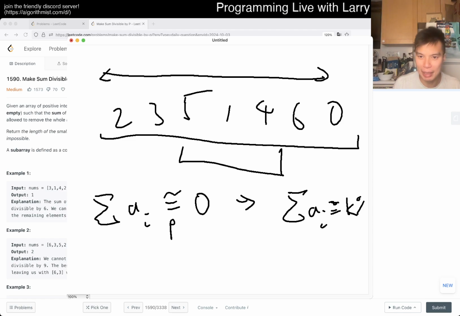Let's just say k mod p. So now we're trying to find some subarray, the smallest subarray in fact, where we can subtract out that k mod p, right? For example, for this example, let me rewrite this real quick.